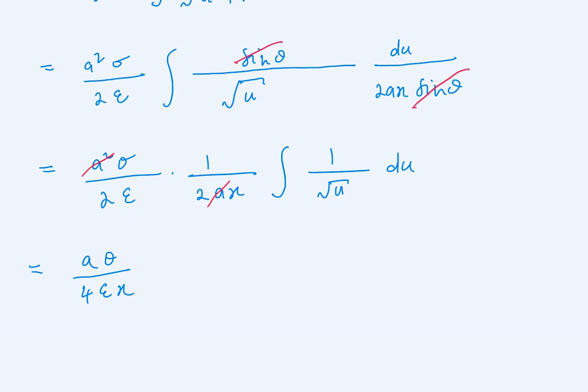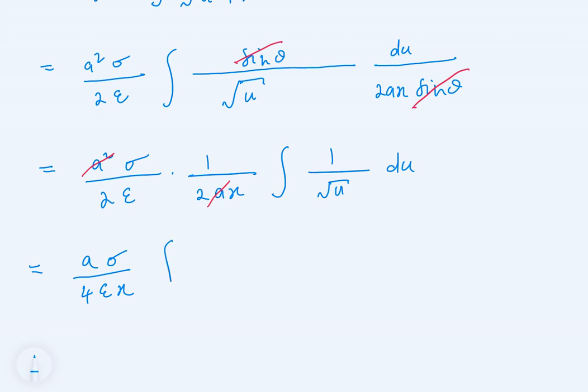I think I made a mistake somewhere. Let me fix it. I see where I made the mistake, over here. This is sigma, not theta. It's the way I wrote it. So over here we have sigma. So we have a multiplied by sigma over 4 multiplied by epsilon multiplied by x. That's what we have outside of the integral.